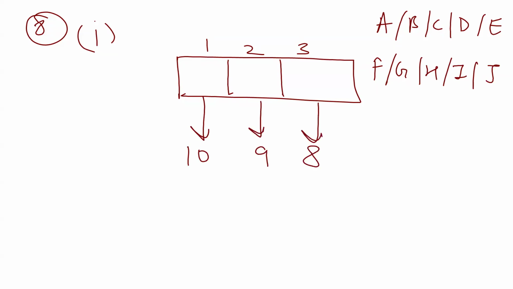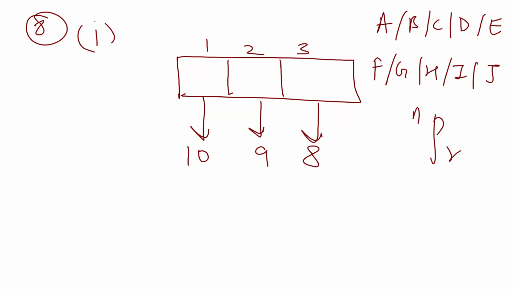Since this is permutation, you can also use the nPr formula. So this will be 10P3. Why 3? Because there are 3 places and 10 objects. So both will give you the same solution.